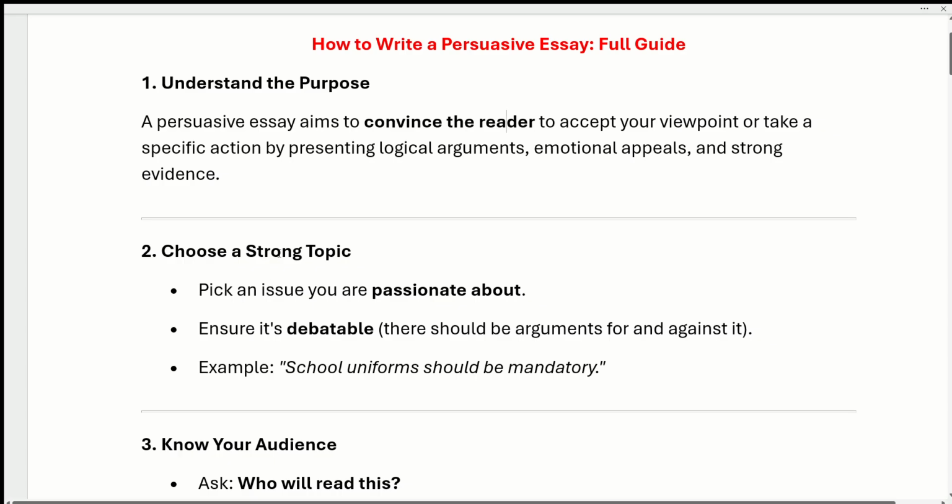Now, when we're writing it, the second step would be to choose a very strong topic. Choose one that you're passionate about, that you know a lot about, and you can research about, so that you can actually start either answering the question or at least try to write about it.